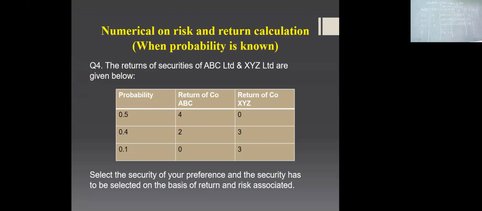1.44 into 0.5 is 0.72. Second one, 0.64 into 0.4 is 0.256. Okay, next one, 7.84 into 0.1.